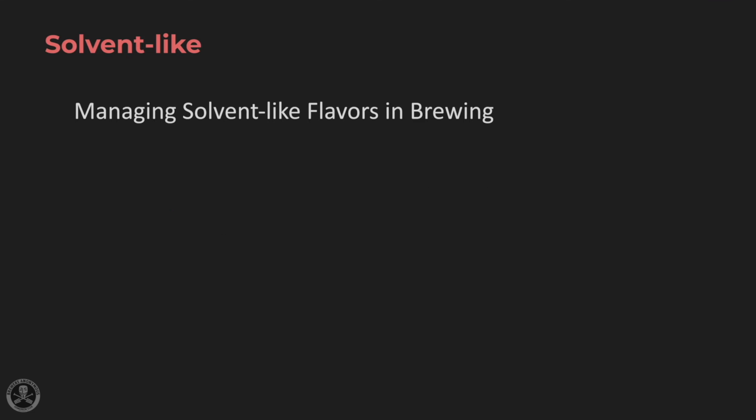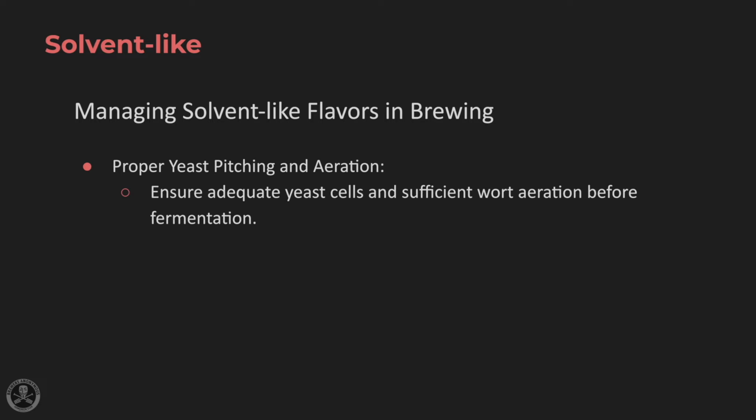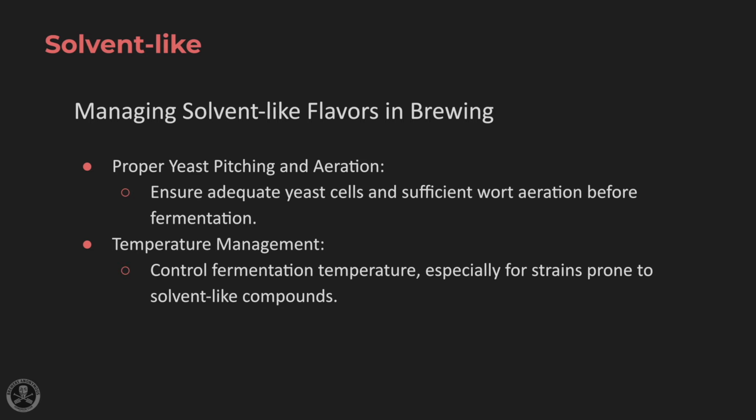There are some ways we can manage these solvent-like flavors. Pitching an adequate amount of yeast to the sufficiently aerated wort helps limit the solvent-like character. And maintaining constant and proper temperature ranges when using yeast strains that are prone to solvent-like compound production will also help in limiting this character.